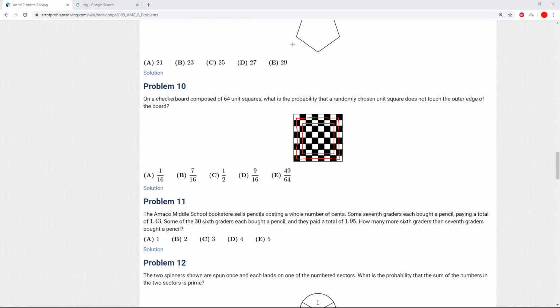All right, so we actually want to count the number of squares inside here. There. So we realize that the inside is actually a 6 by 6 square. So there's a total of 36 good squares. And then the total number of squares is 64. So we simplify this to 9 over 16, which is D again.